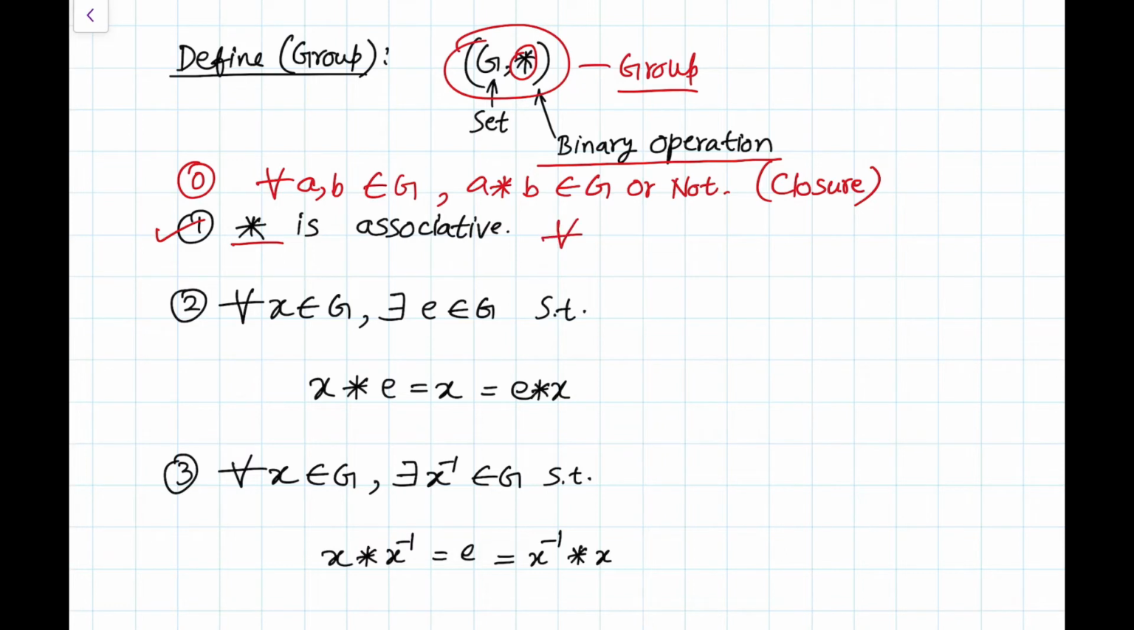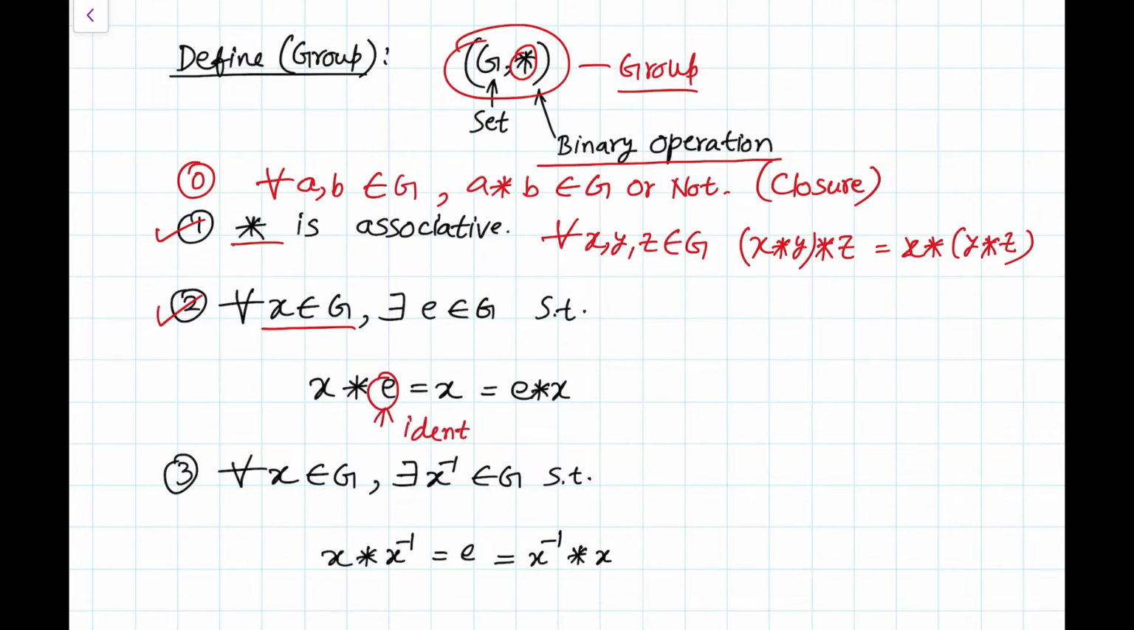We have to check whether star is associative or not. That is, any 3 elements x, y, z, whether they satisfy associativity. Then we have to check whether there is an identity element. And we have to check for every element in G whether there is an inverse element, which is called the inverse. So let us see some examples so that it would be much clearer.